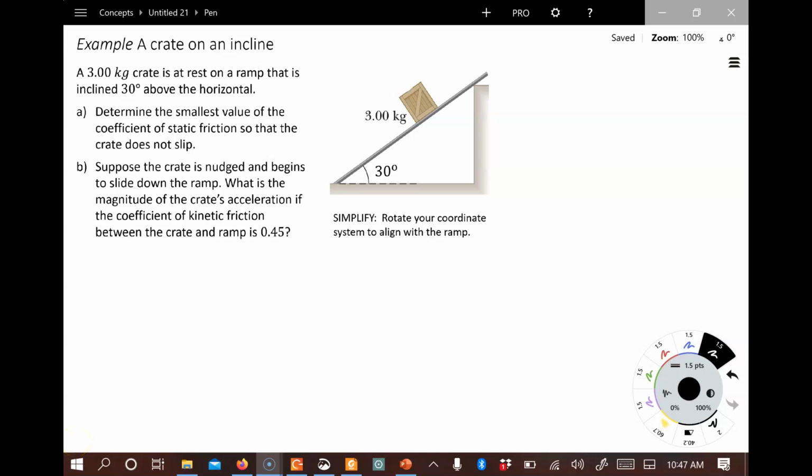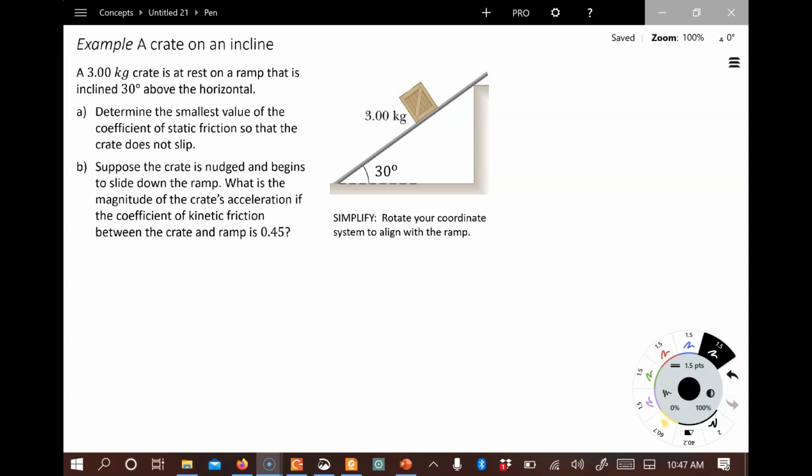Hi, here's another problem using Newton's second law, and in this case we're going to see sometimes it's convenient to rotate our coordinate system to align as many vectors, force vectors, with the component axes as possible. So pause for a second and read this question.